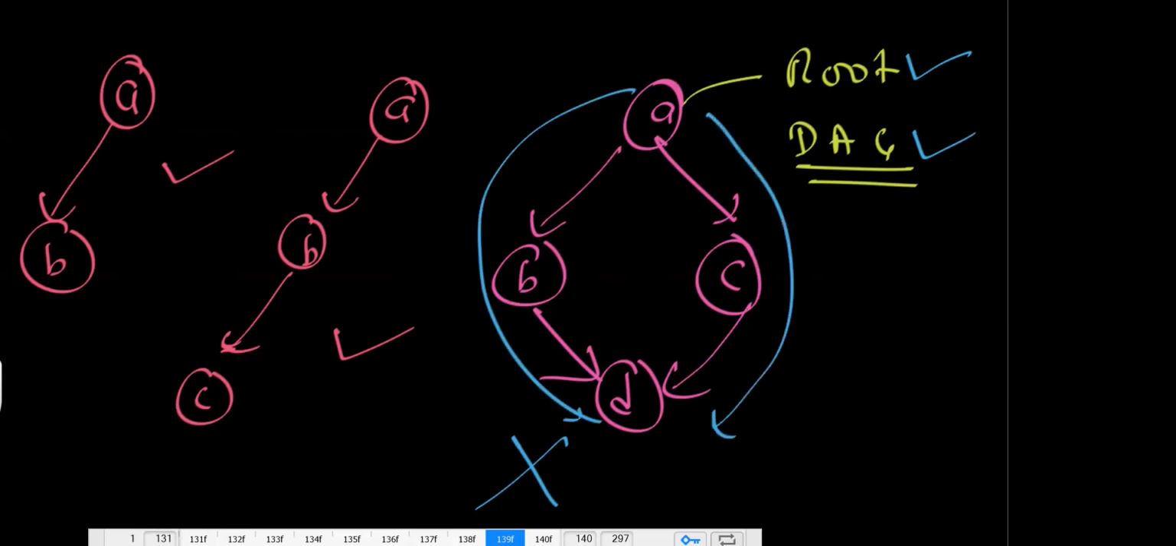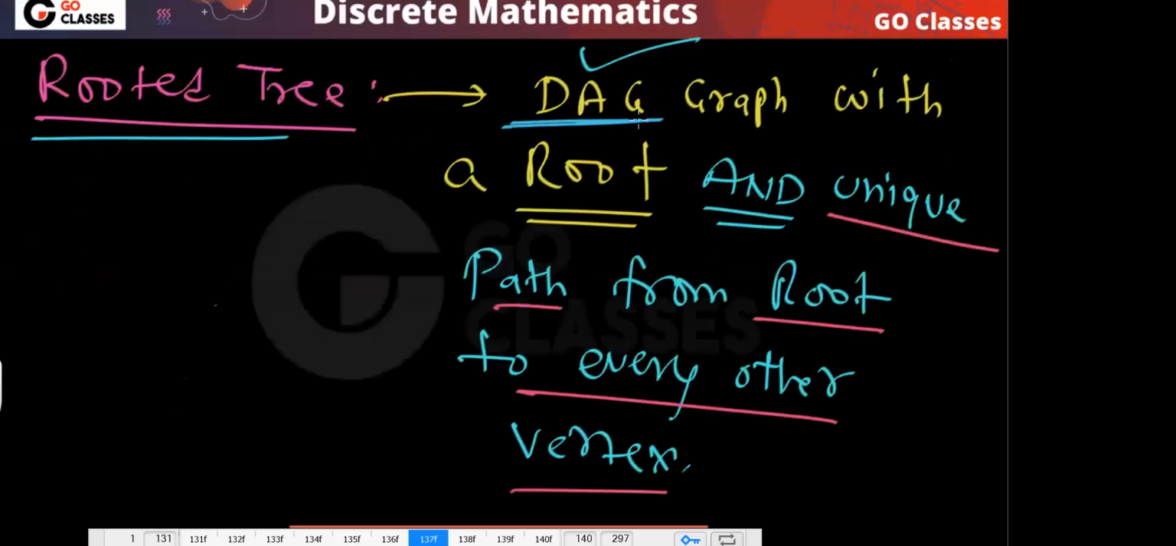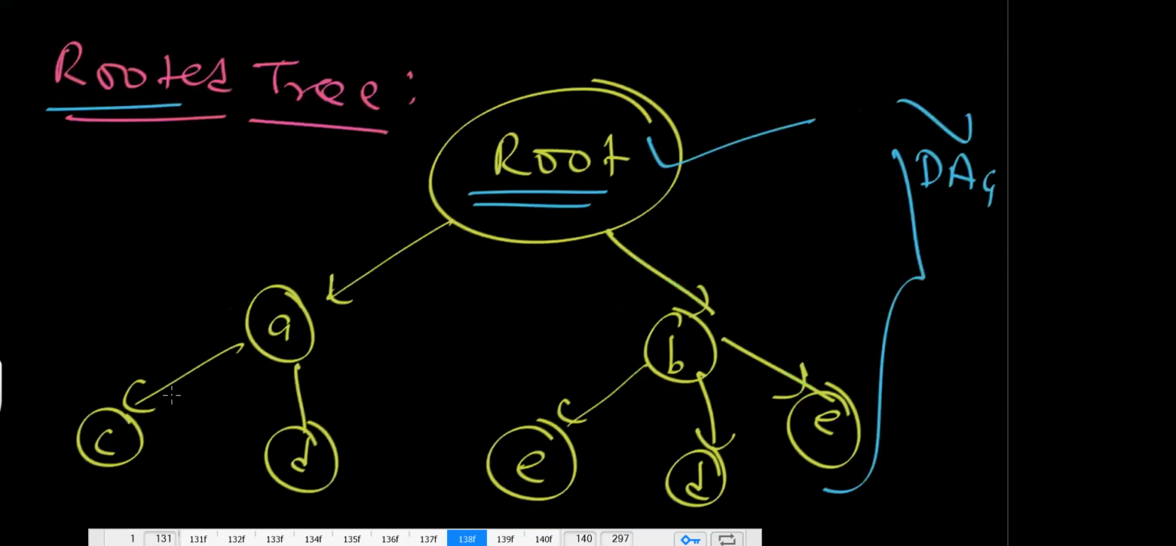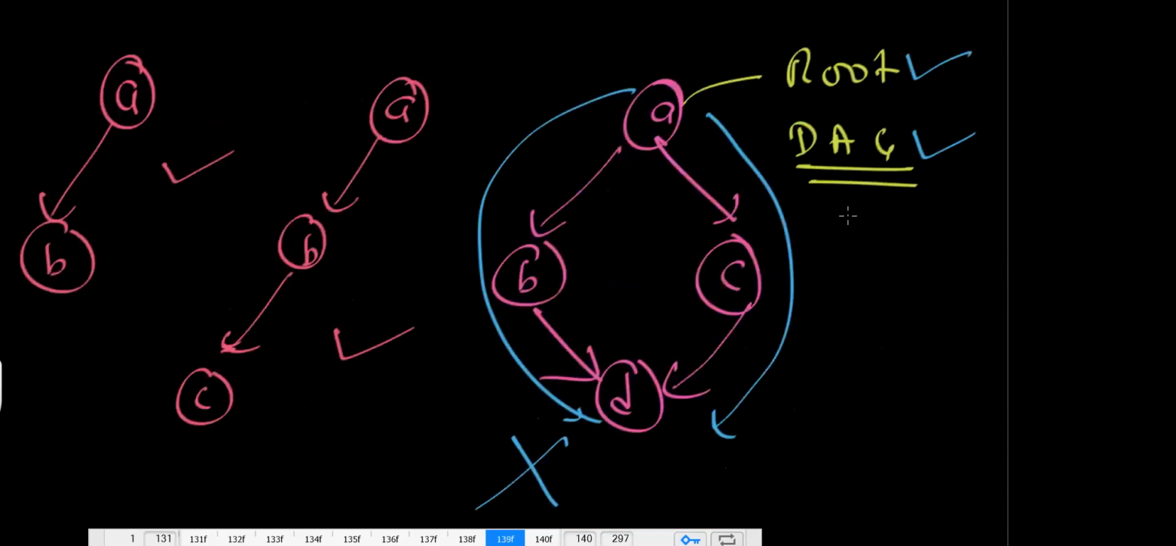The definition is clear. This is the definition of a rooted tree: a directed acyclic graph with a root, and there is a unique path from the root to every other vertex. You can notice this graph is directed acyclic, but you don't have a unique path from the root to every other vertex.